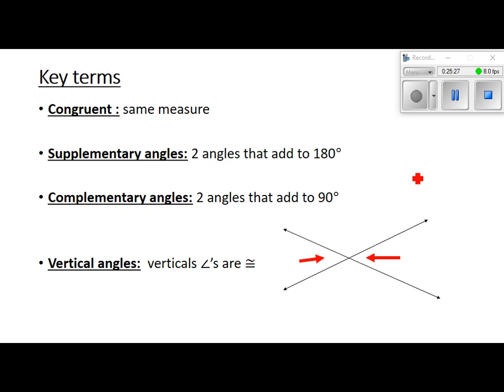What are supplementary angles? Add up to 180. Be careful now. Two angles that add up to 180. What are complementary angles? Two angles add up to 90. Vertical angles, I drew you a little picture there so you could point out which ones are vertical angles. What do you know about vertical angles? Right, the theorem that we use the most. Vertical angles are congruent. Vertical angles are always congruent.